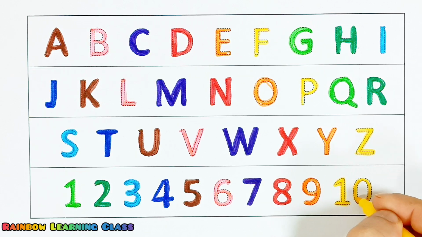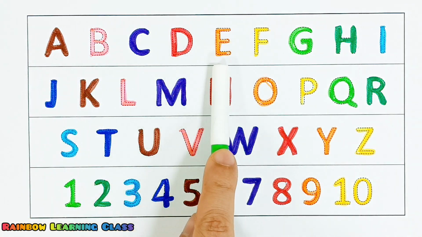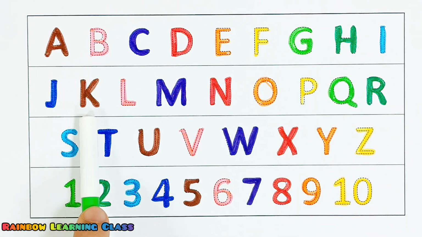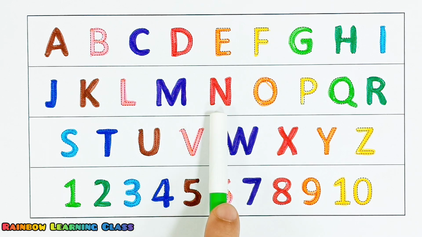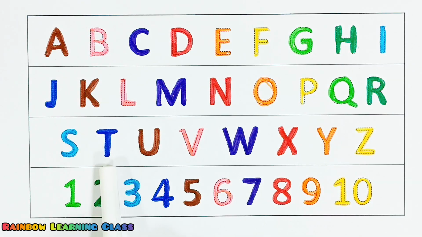Next time, won't you sing with me? A, B, C, D, E, F, G, H, I, J, K, L, M, N, O, P, Q, R, S, T, U, V, W, X, Y, Z. Number 1, number 2, number 3, number 4, number 5, number 6, number 7, number 8, number 9, number 10.